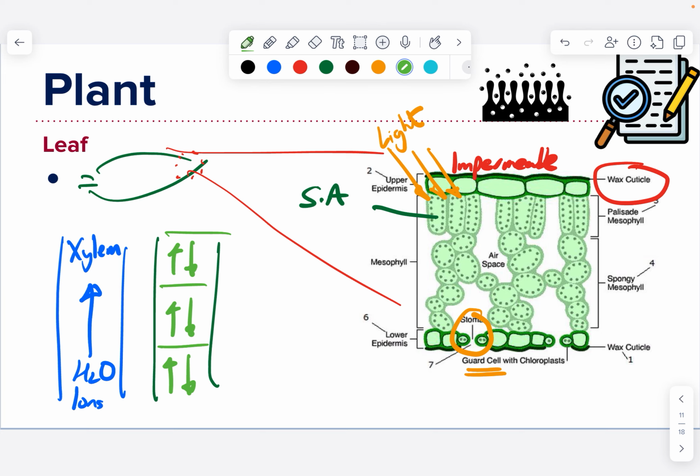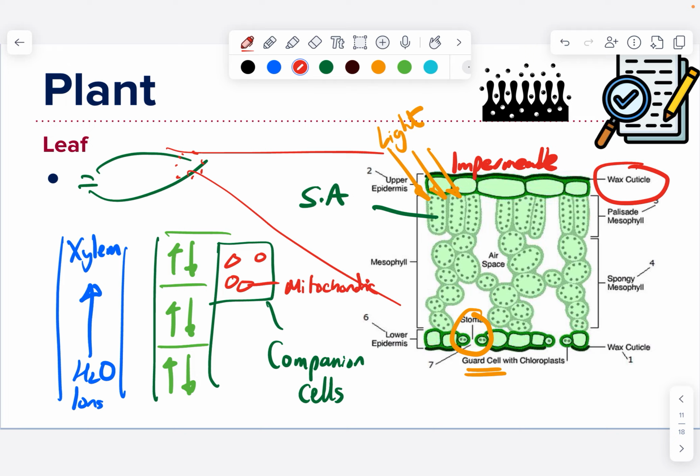Key thing to note is that the phloem has these cells called companion cells. The companion cells have lots and lots of mitochondria. The mitochondria is where aerobic respiration occurs to release lots of energy. In this case, it's for active transport of sugars into the phloem. So that's just an overview really of lots of different adaptations.